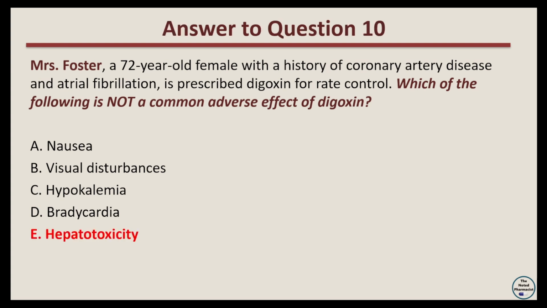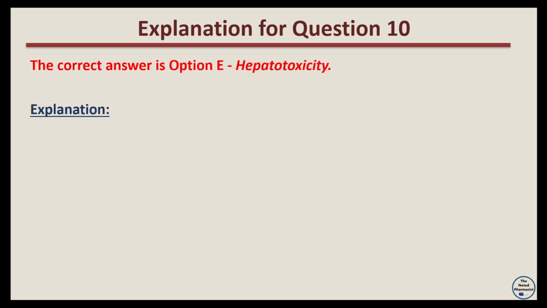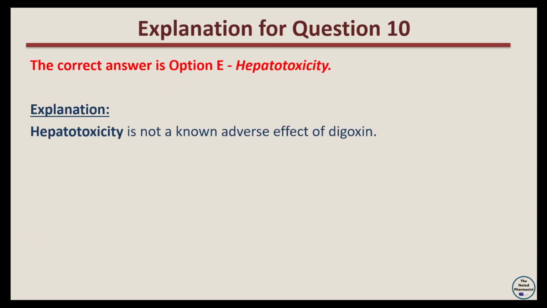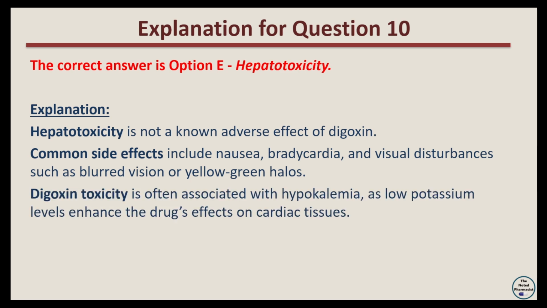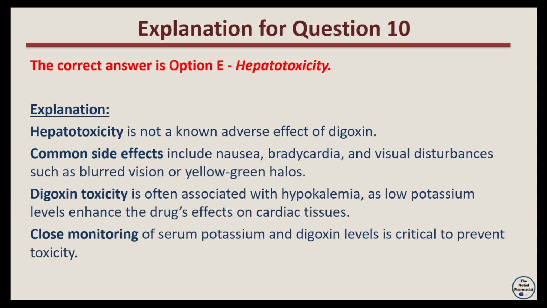The correct answer is option E, hepatotoxicity. The explanation is that hepatotoxicity is not a known adverse effect of digoxin. Common side effects include nausea, bradycardia, and visual disturbances such as blurred vision or yellow-green halos. Digoxin toxicity is often associated with hypokalemia, as low potassium levels enhance the drug's effects on cardiac tissues. Close monitoring of serum potassium and digoxin levels is critical to prevent toxicity.